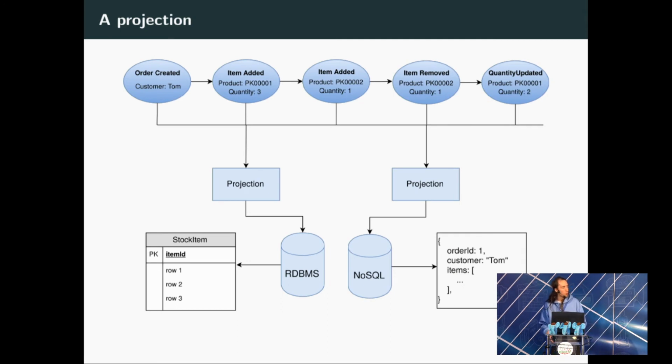Bring that into a more visual thing. You've got a stream of events, passes through some projection code, and then you can build a relational database table for doing reporting on, perhaps. You could put it in a NoSQL, like MongoDB, for really rapid UIs.